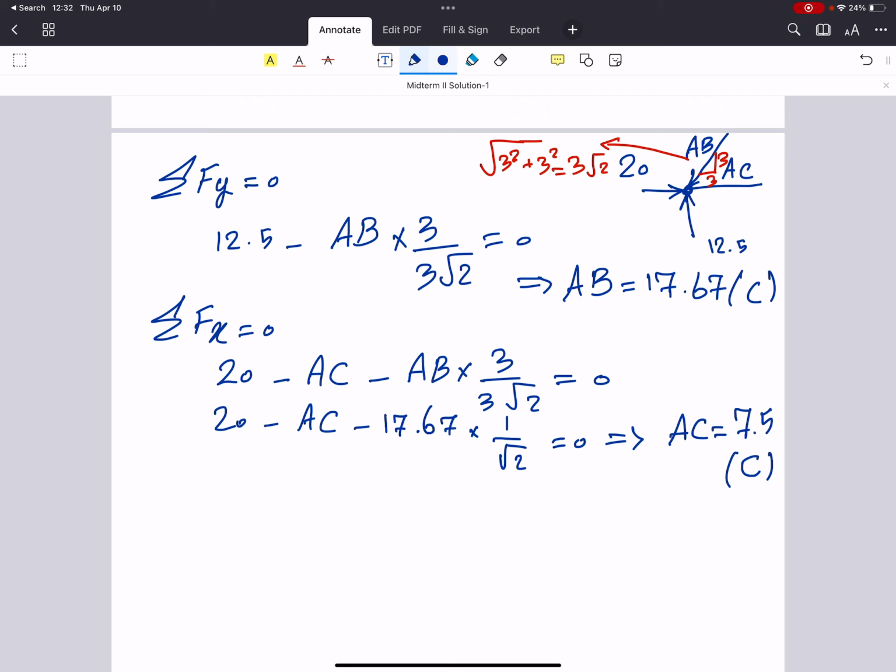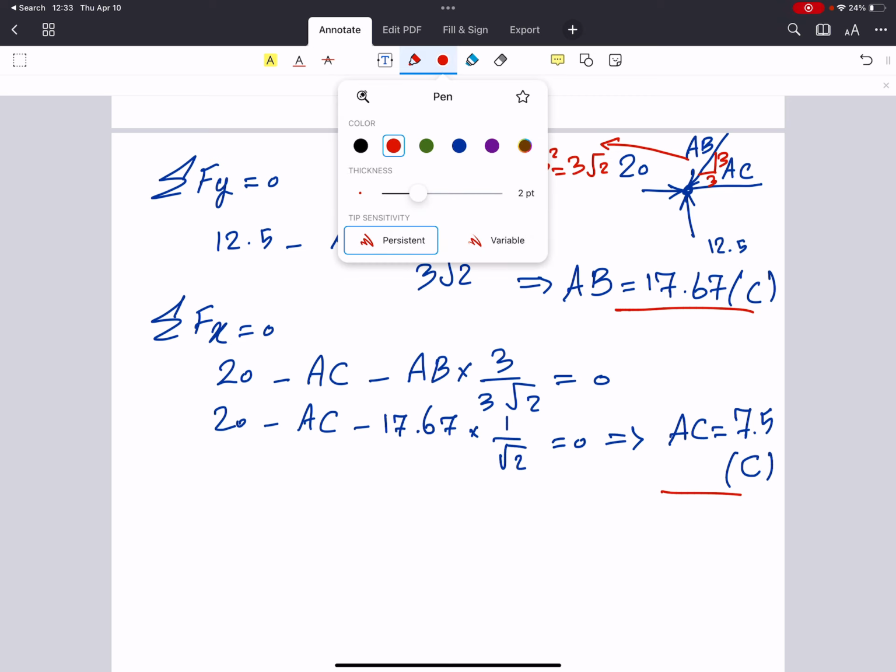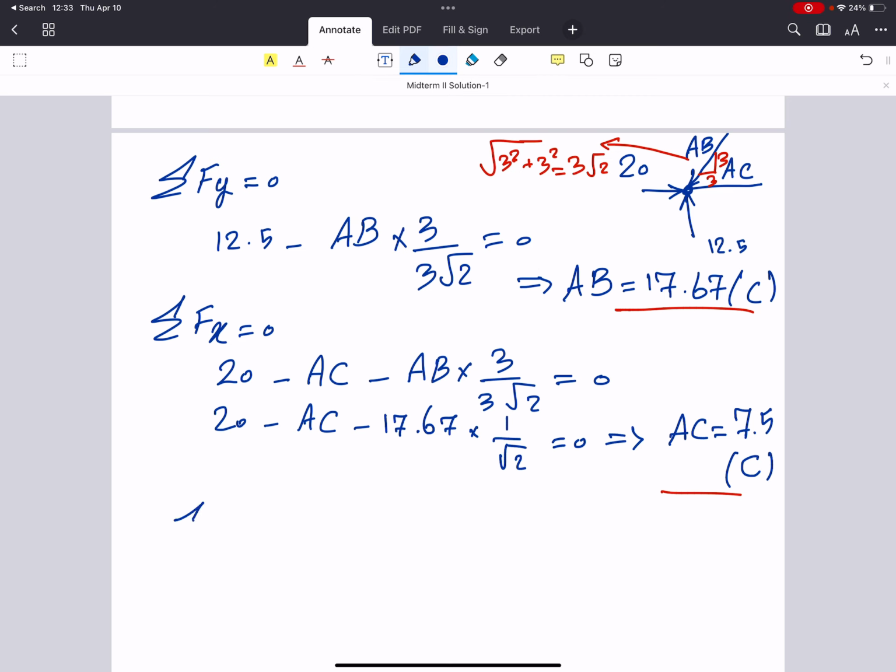Okay, so then we can go to point C. Let's go to point C. Again, we need to draw the free body diagram for that one.